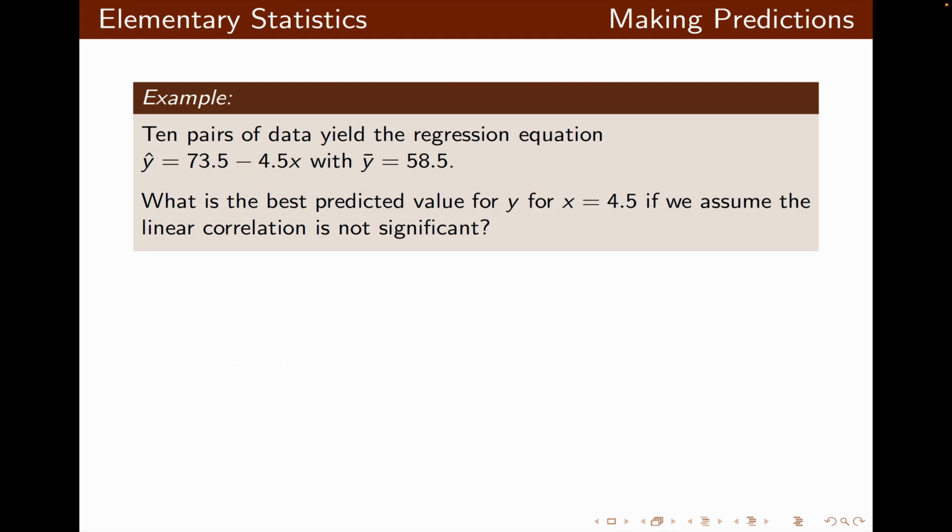Ten pairs of data yield the regression equation y equals 73.5 minus 4.5x with y bar of 58.5. What's the best predicted value for y when x is 4.5? This time we assume the linear correlation is not significant.